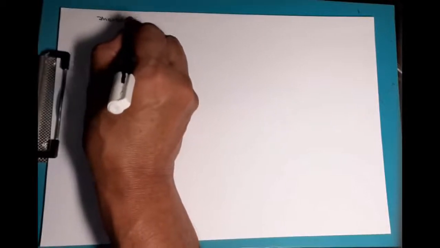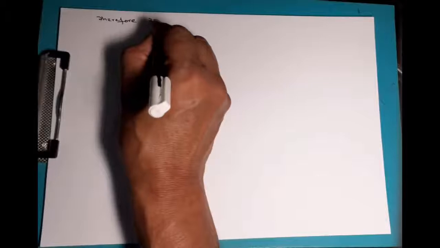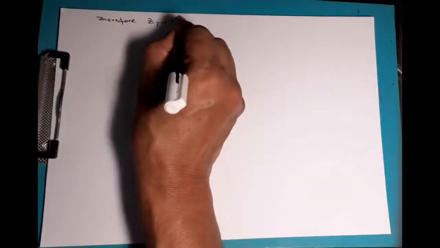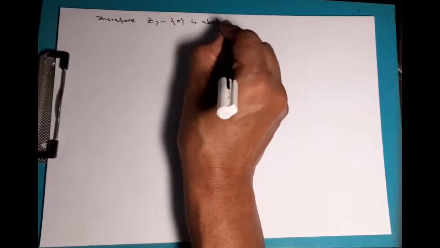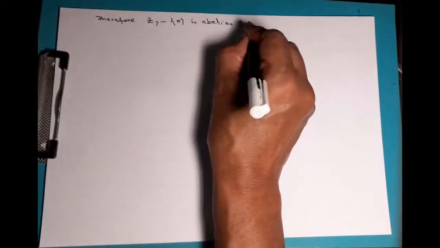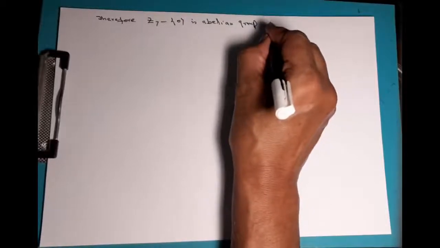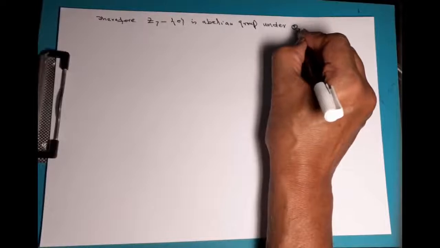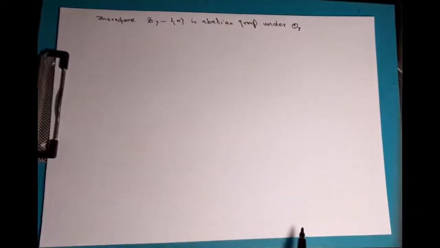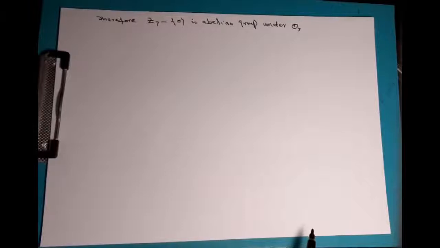Therefore Z7 minus 0 is an abelian group under multiplication modulo 7. So having observed that, finally we can check by inspection.